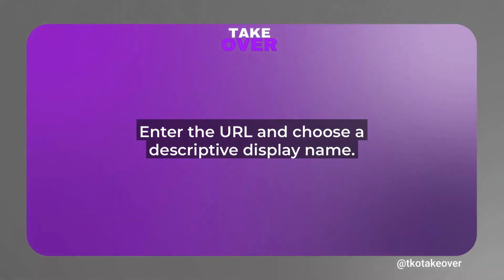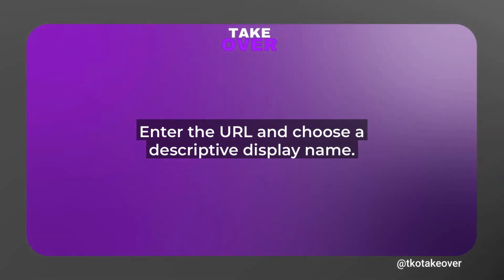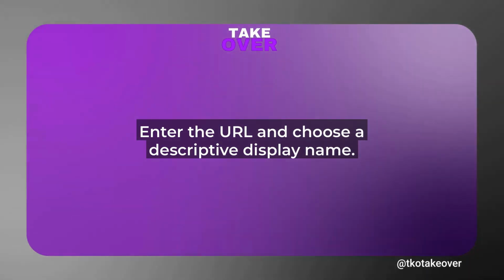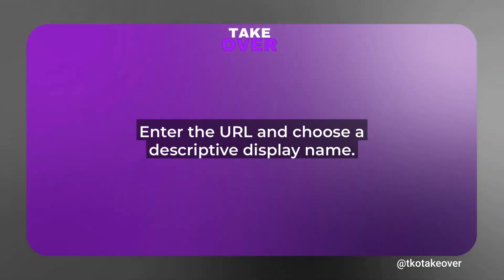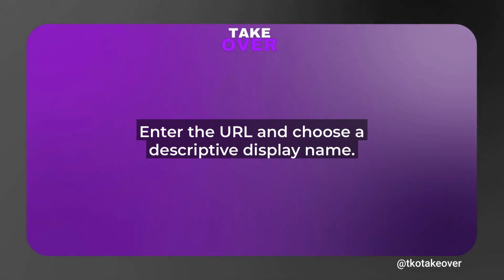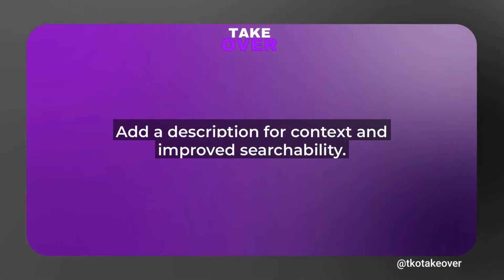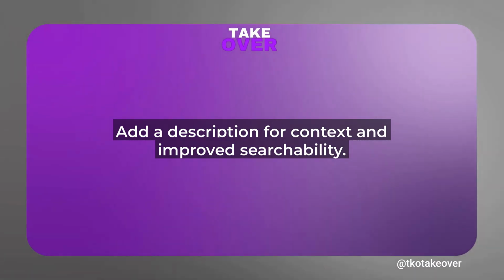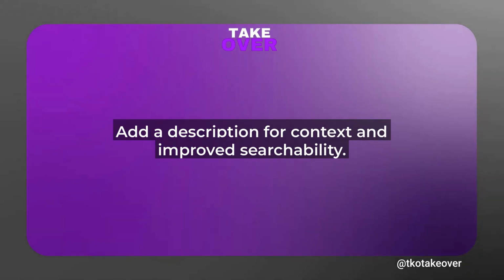Now, you'll see a form pop up. Enter the URL of the link you want to create. It could be an internal SharePoint page, like another document in your library, or an external site, such as a web page from the internet. Don't forget to add a display name for your link, something descriptive that makes sense to your team, like Q1 Sales Report, instead of a long URL.